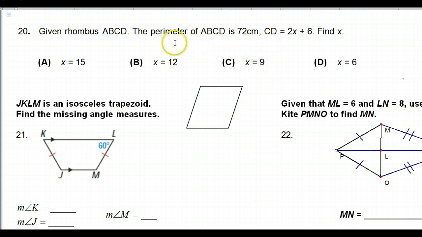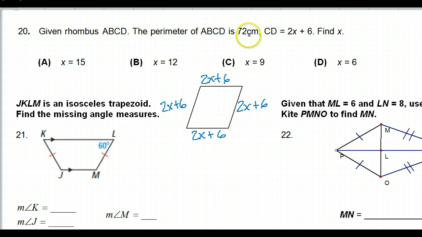Okay, so they gave us one of the sides is 2x plus 6, but because it's a rhombus, that means all 4 sides are 2x plus 6. So this is 2x plus 6. This is 2x plus 6. This side is 2x plus 6. And this side is 2x plus 6.